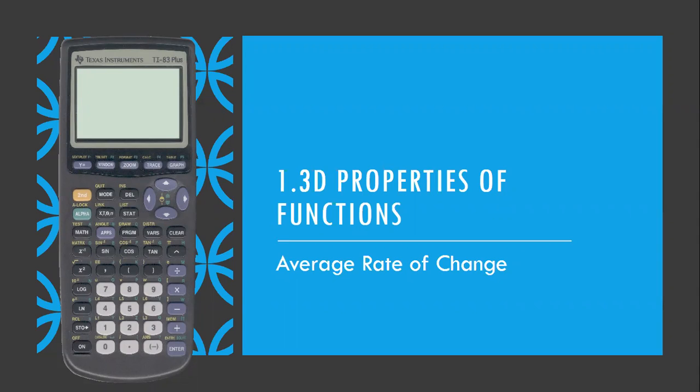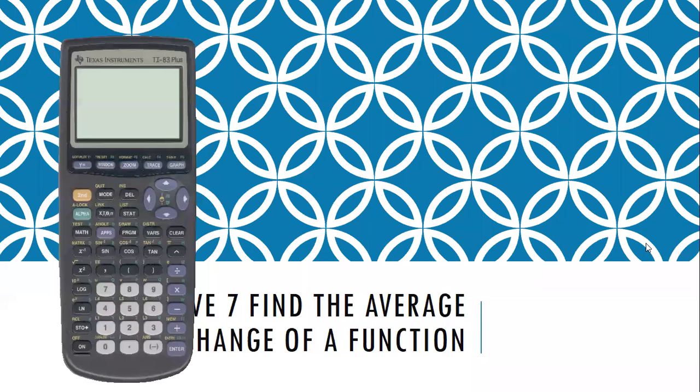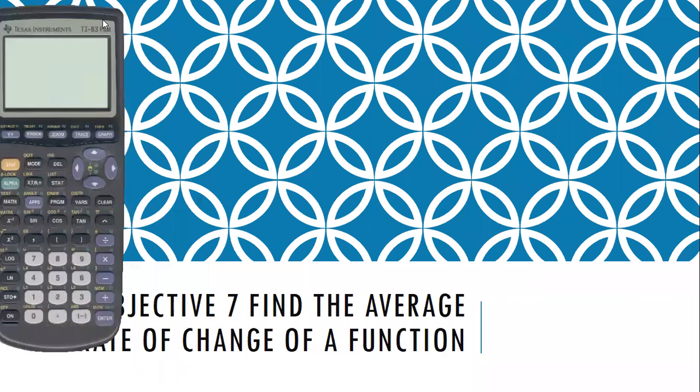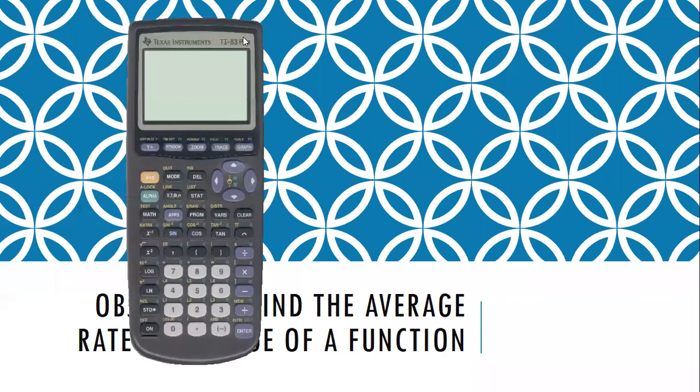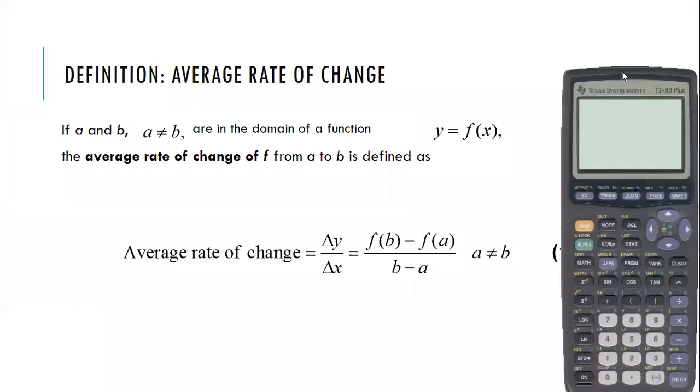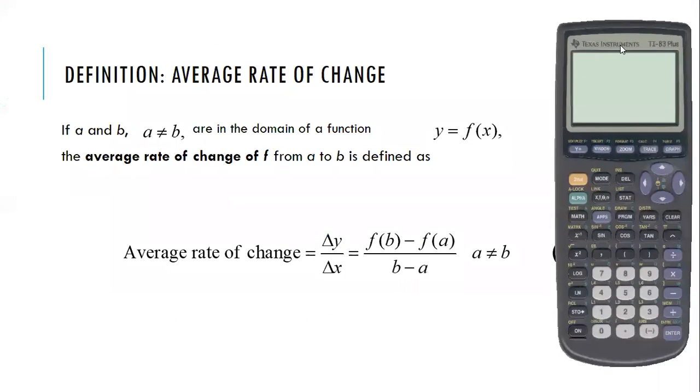So we have 1.3D properties of functions. Average rate of change is the last piece of 1.3, okay? Average rate of change is what we're going to focus on today. So, calculator move. The objective here is to find the average rate of change for a function. As you can see, the formula should be given to you, right?